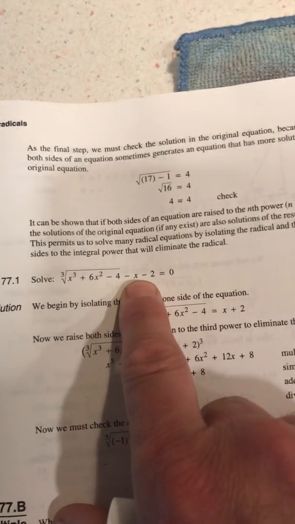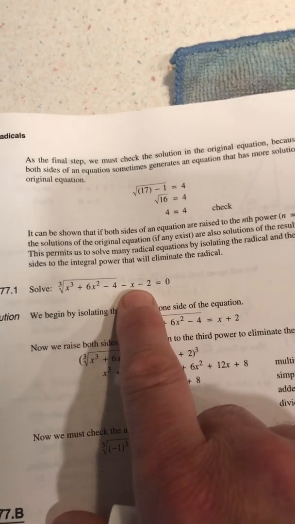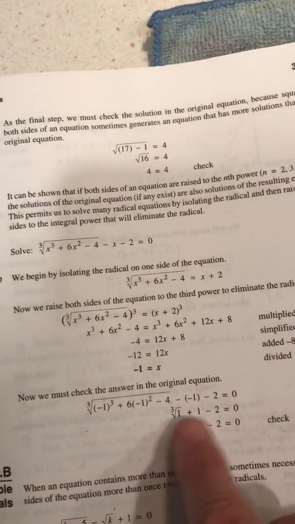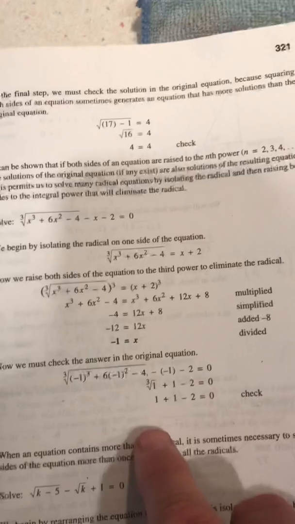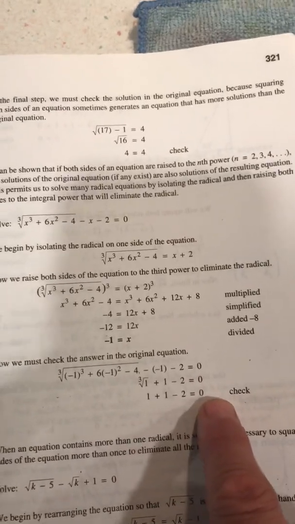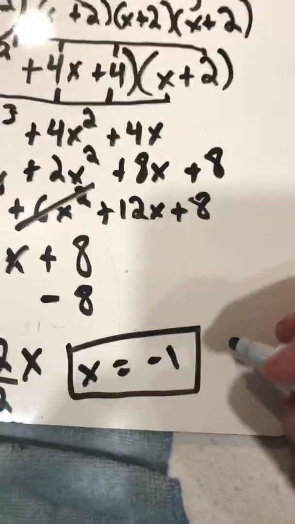Minus negative 1. That's going to be 1 plus 1. 1 plus 1 minus 2 equals 0. It works. You put a check mark next to it. All right? So that's one type.